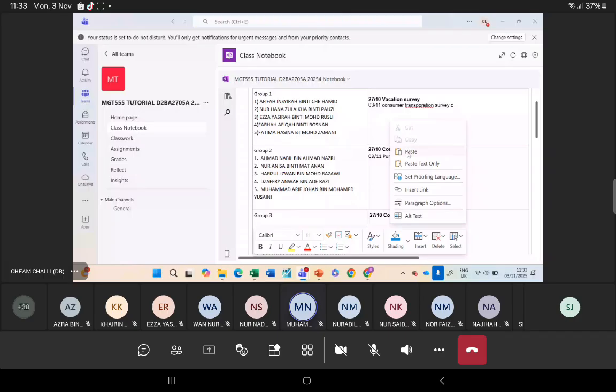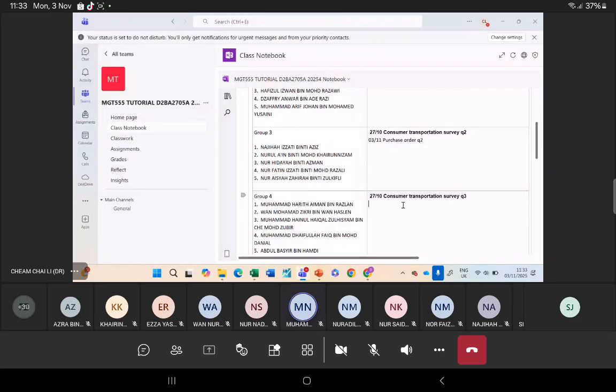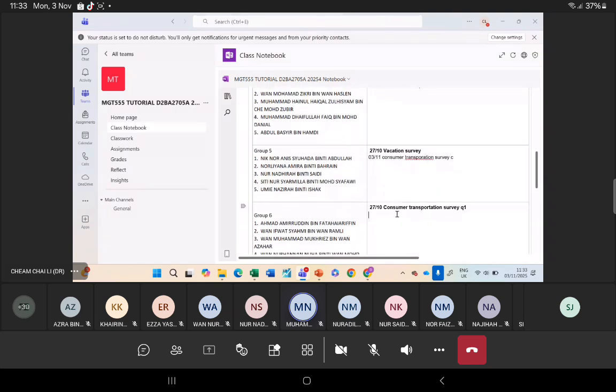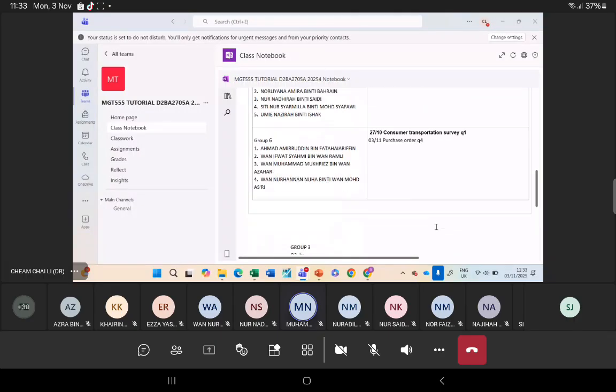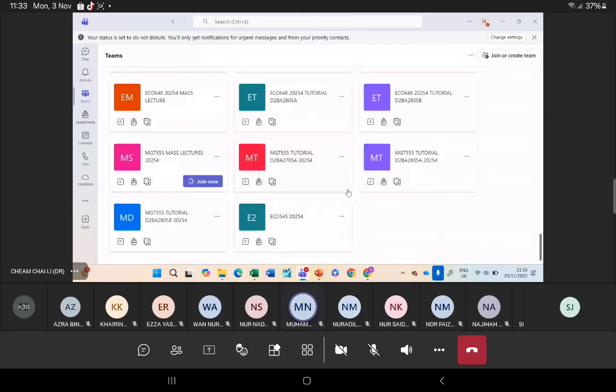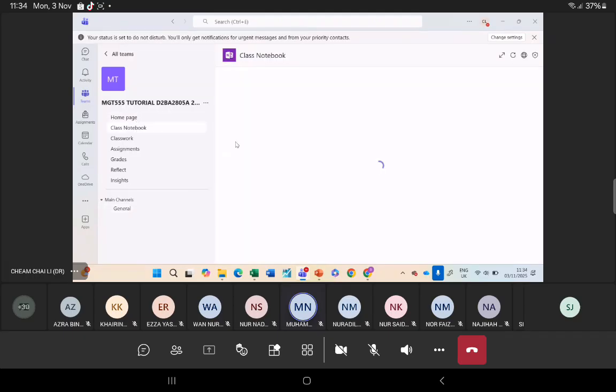Okay, so this is question 2. This group is question 3, so all of you have to do it. And then I have this question 4. Okay, so this one is for the marketing students, for group 5A, the econs students 5A.